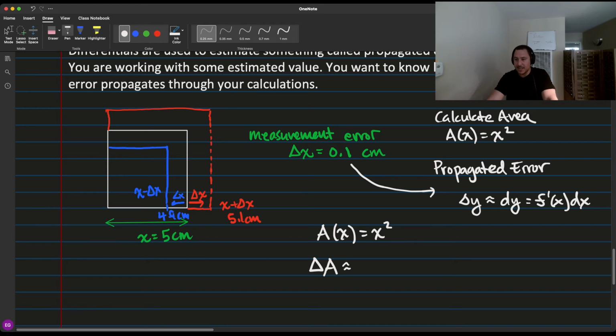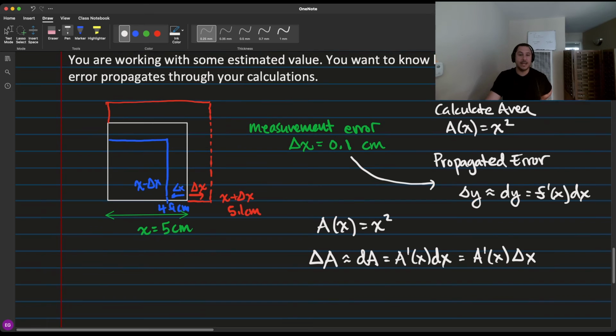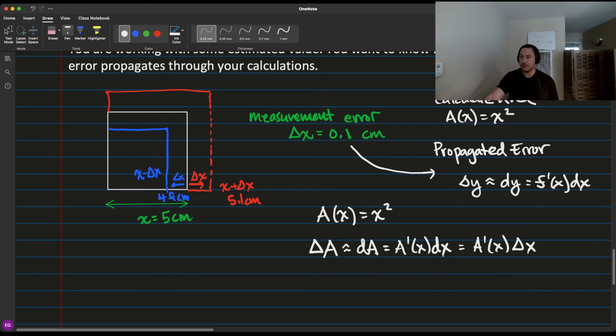Delta A is going to be approximately equal to the differential of your area. The differential of your area is equal to the derivative of your area times dx. And the differential dx is the same thing as delta x. Delta x was our measurement error. And what did I say the measurement error was in this case for our instrument? Right, so delta x is now going to be replaced with 0.1.